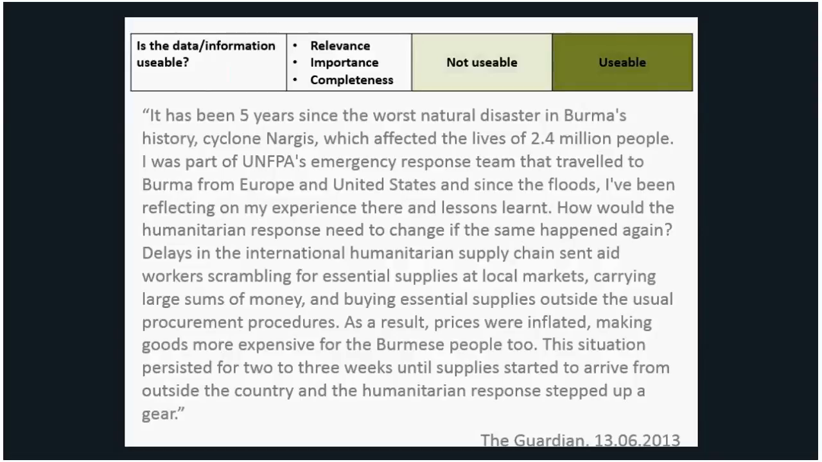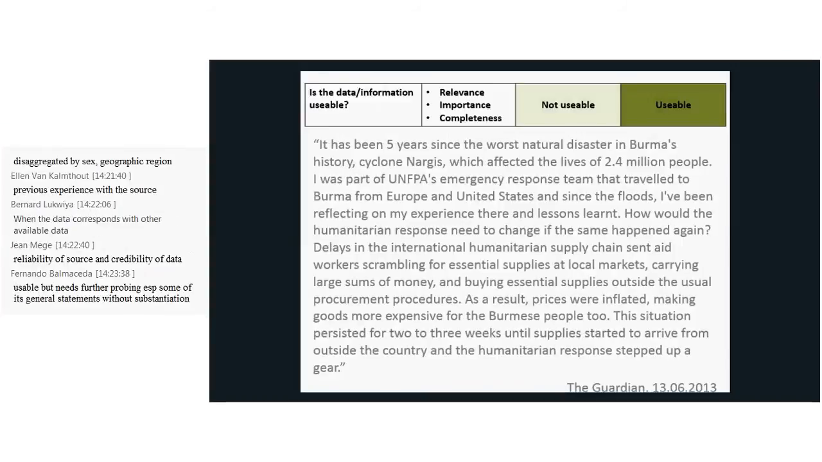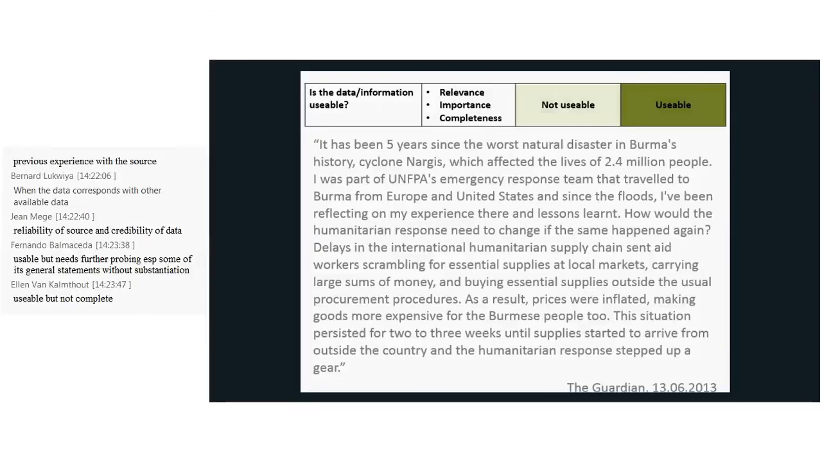So folks, when you've had a chance to read it, please vote if you think you would count this as usable or not usable data. You can sit on the fence if you like and say possibly if you're not feeling brave, but try and be brave. Give us a yes or no. Great, Fernando's gone right in there. Yeah, usable but needs further probing. Yeah, there are some general complete.